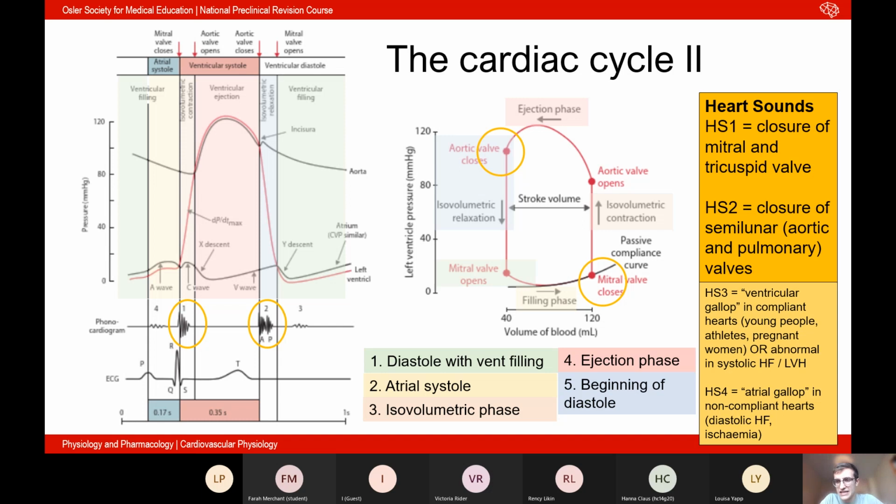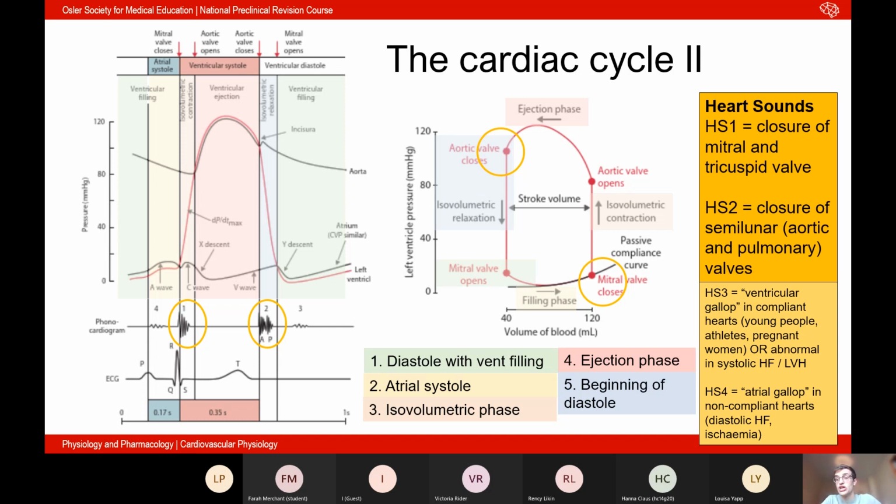Finally, we have that beginning phase of diastole where ventricular pressure begins to decrease as the heart relaxes, but it's not yet so relaxed that the pressure in the ventricles is less than in the atria. So then you get this decline in the red line, the ventricular pressure here. You get filling of the atria once again because they are relaxed, and that's the pressure changes that we see on the graph here.